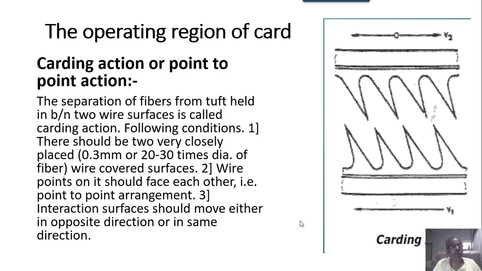Separation of fibers from the tuft held between the two wire surfaces is called carding action. There should be two very closely placed wire-covered surfaces, as we have already discussed, 0.3 millimeters or 20 to 30 times the diameter of the fiber, with the wire points on each face facing each other, point to point arrangement. These surfaces should move either in opposite directions or in the same direction. That is the carding action. That's what is taking place here.